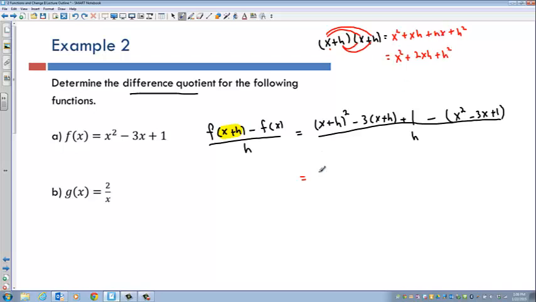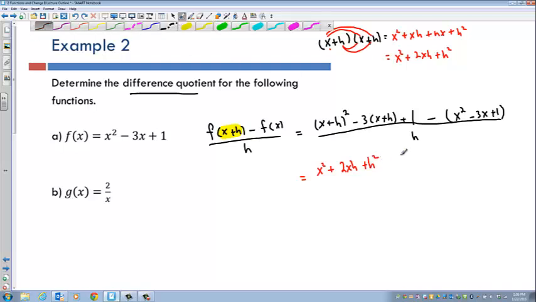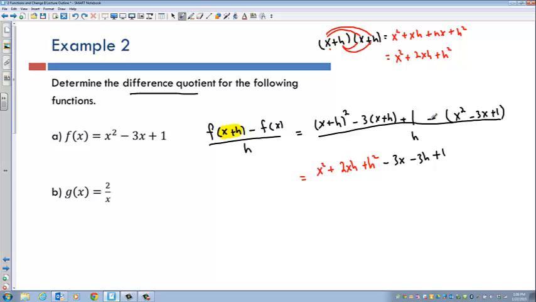So this would be equal to x squared plus 2xh plus h squared, and then I'm going to take away 3 times x, so I have minus 3x, and then minus 3h, and minus times a plus is minus, and then plus 1. Then I'll distribute this minus sign through this expression, so I have minus x squared, a minus will give me a plus 3x, and then minus a plus 1 is a minus 1. And again, this is all divided by h.